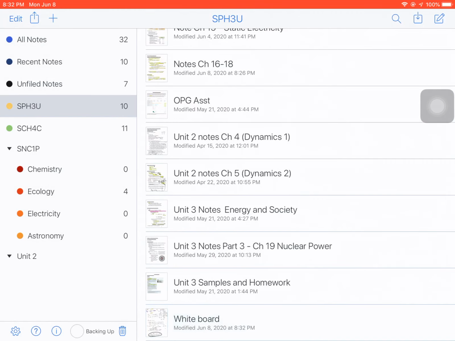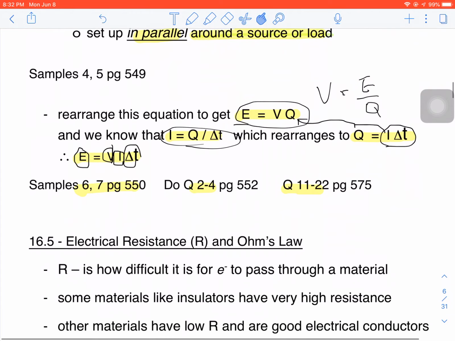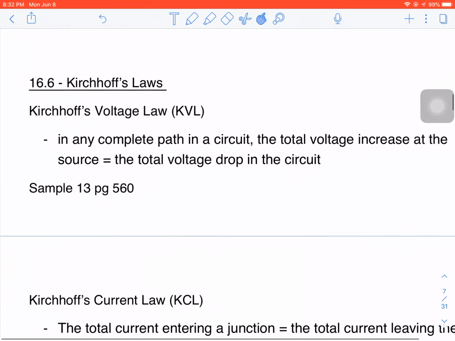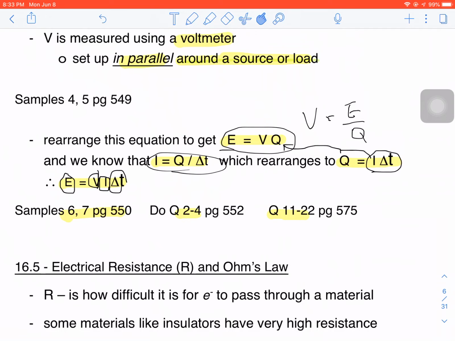So let's go back to our note. So that's samples 6 and 7 from page 570. I'm going to leave you with these 3 questions here and then about a dozen questions here on page 575. And then I'm going to finish there. So tomorrow when we come back, I'll take up 1 or 2 of the questions again. And then I'm going to leave you with electrical resistance and Ohm's law, 16.5, ahead of the lab that we're going to do, which will be our last lab. Our last gizmo. It's actually not a gizmo.